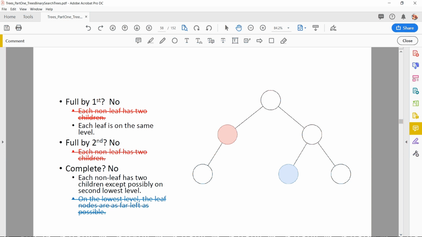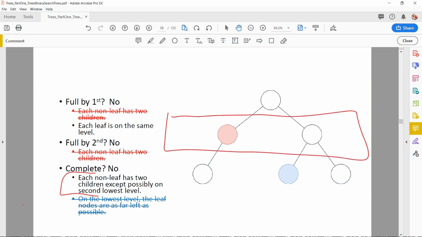Is it complete? Well, no, it's not. It does meet this first part: each non-leaf has two children except possibly on the second lowest level. So again, this is the second lowest level. For each other non-leaf, this is a non-leaf, two children, so that's good. Okay, so it does meet this one. But on the lowest level, the leaves are supposed to be as far left as possible. Well, this is not as far left as possible, right? It could go one more left, which is the tree we saw in the previous slide. Because of that, it does not meet that characteristic. So this tree is neither full nor complete. Take a look at that one.